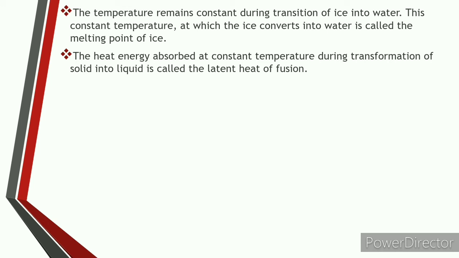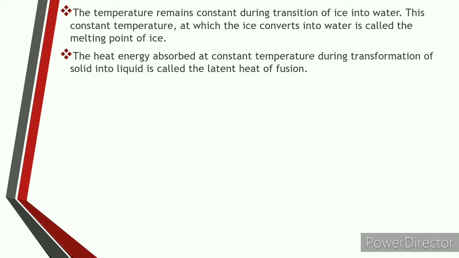Means when a solid substance converts into liquid substance, at that time heat is absorbed by the substance but temperature does not increase because that heat is used in the transformation of state. During transformation of state, the heat energy is used to break down the bonds between atoms or molecules of solid. So temperature does not increase, and this heat is called latent heat of fusion.